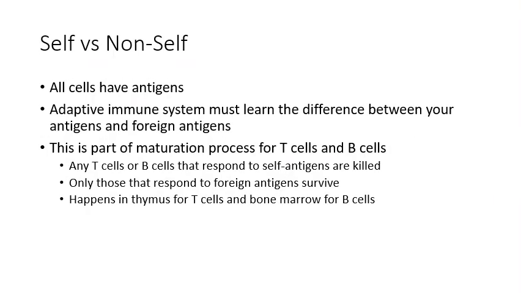A final point about the adaptive immune system is that it's very important that when the adaptive immune system is developing, it learns the difference between self and non-self. Every single cell has antigens. That includes your own cells. An antigen is any molecule that is sufficiently complicated in its shape that the immune system can recognize it specifically and make an antibody against it specifically. That includes plenty of molecules that are found on your own cells.